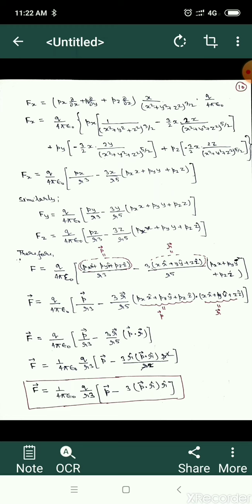Similarly Fz, that is q upon 4πε0 [pz upon r cube minus 3z upon r to power 5 (pxx plus pyy plus pzz)]. Therefore the total force F, the net force, will be equal to q upon 4πε0 [px x unit vector, py y unit vector, pz z unit vector upon r cube] by adding all the components. So Fx x unit vector, Fy y unit vector, Fz z unit vector, that is basically giving the F.